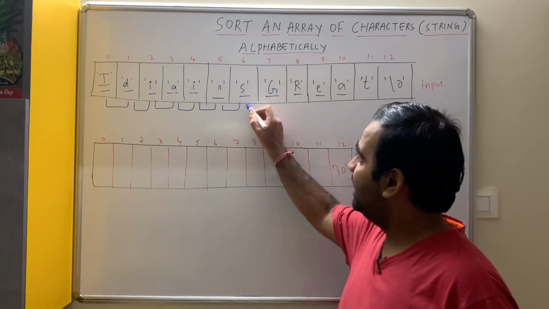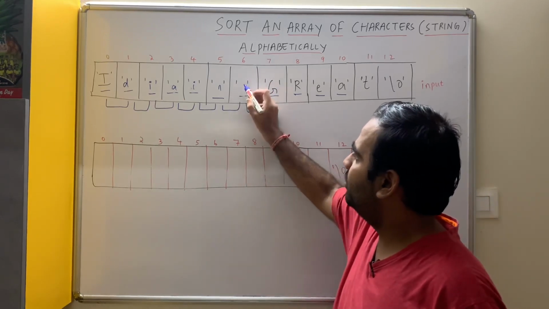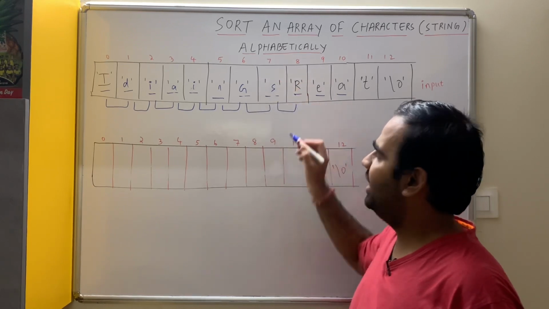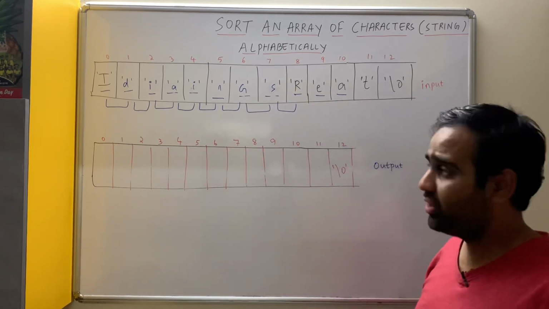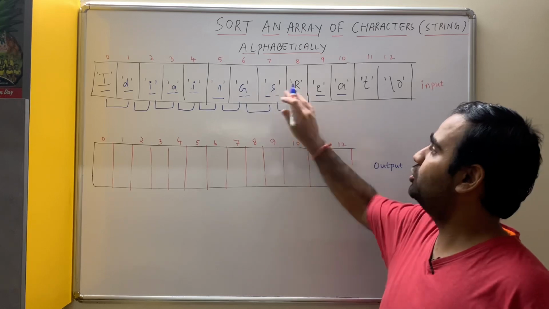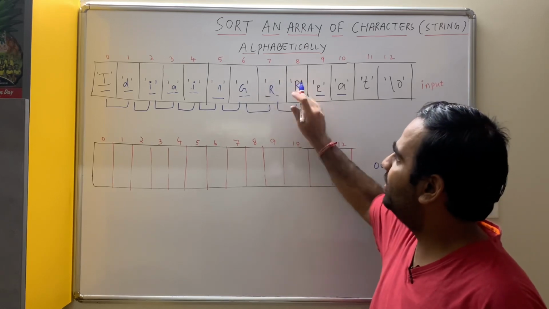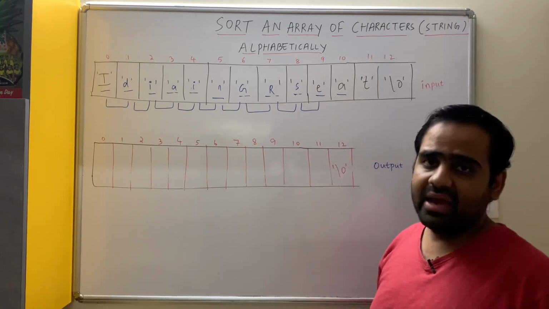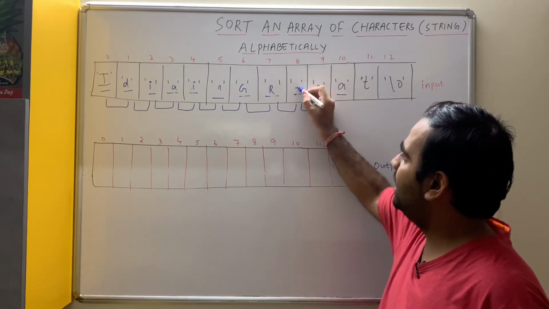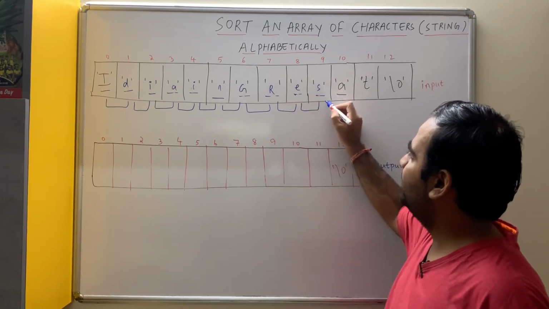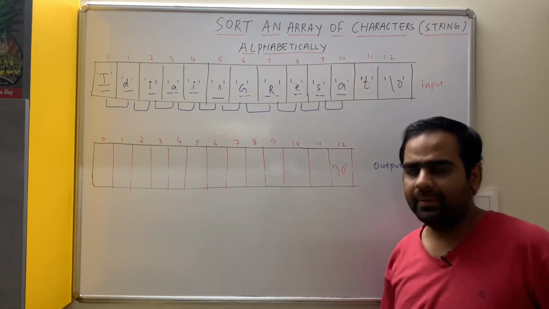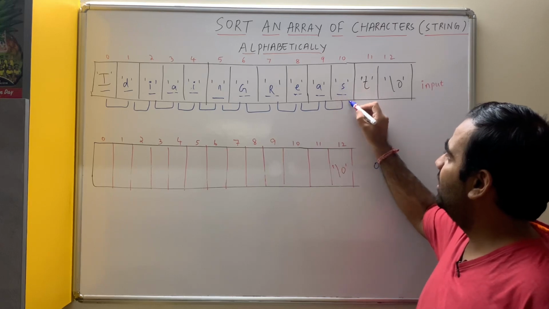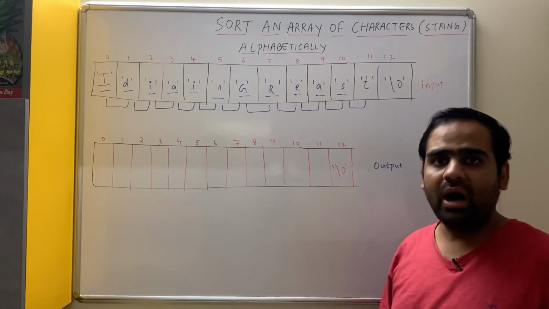Next you compare S and G. G comes over here and S comes over here. Next you compare R. P, Q, R, S. That means S should be over here and R should be over here. This is R, this is S. Next you compare E and S. Therefore E appears first, then the S. Next you compare A and E. A should be over here and S should be over here. Next you compare S and T, P, Q, R, S, T.